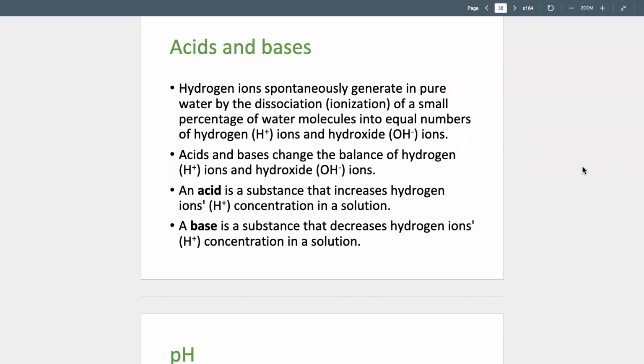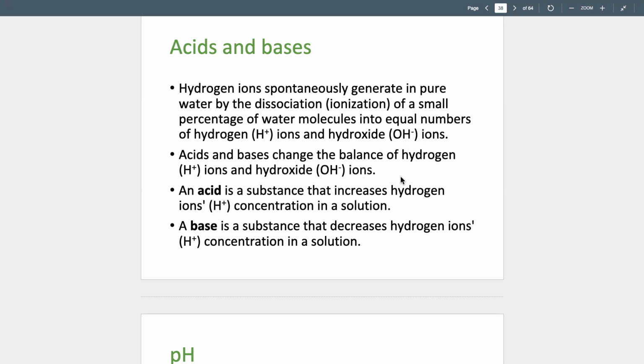Okay, so as you can see, we are now into acids and bases. We've already talked a little bit about the properties of acids and bases with protons and hydroxyl ions, but basically, hydrogen ions spontaneously generate in pure water by just dissociation, or what we would call ionization, of a small percentage of water molecules that go into equal numbers of hydrogen ions and hydroxide ions. So if you put these two together, you can see that that would be H2O, or water, but it will break down spontaneously into this dissociation of hydrogen ions and hydroxyl ions.